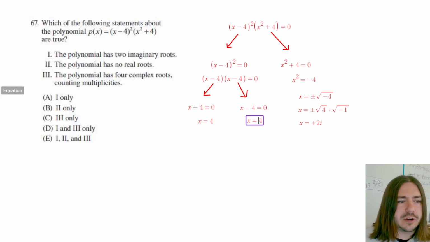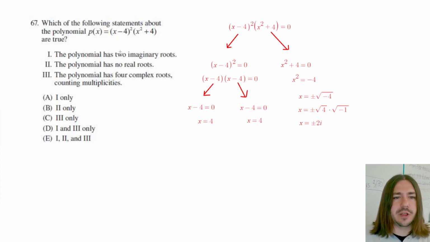So let's look at our statements here and see if we can decide whether or not they're true or false. The first one says the polynomial has 2 imaginary roots. That is absolutely true. One of them is 2i, and one of them is -2i. The polynomial has no real roots. Well, that is not true because we can see plainly we have 2 real roots. They're both x = 4. The polynomial has 4 complex roots, including multiplicities. That is actually true. Don't get confused with thinking there's only 2 complex roots.